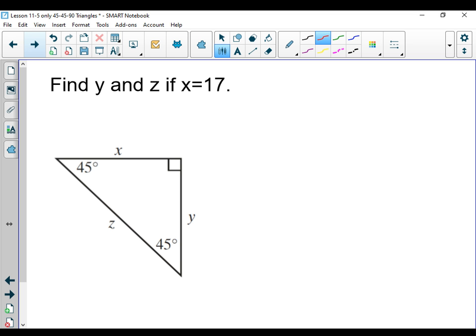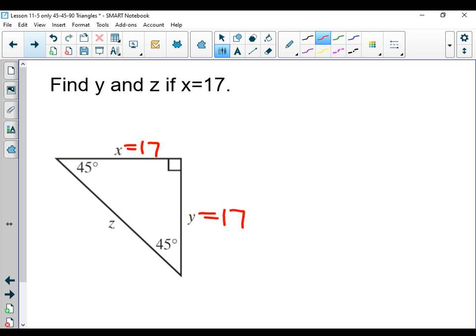Find y and z if x is 17. Ellie, you know what y is? Z is 24, y is 17. Both legs are the same. It doesn't matter short leg or long leg.